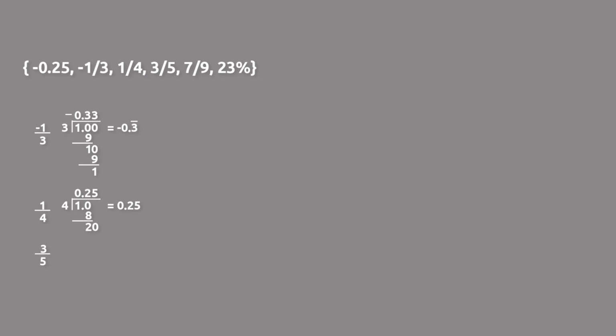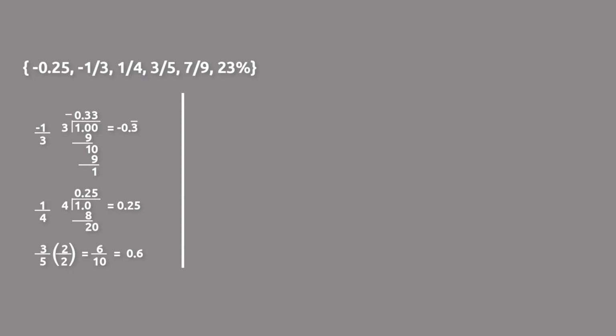3/5. If we multiply both the top and bottom by 2, we end up with 6/10, which as a decimal equals 0.6. And again, you could also use long division.